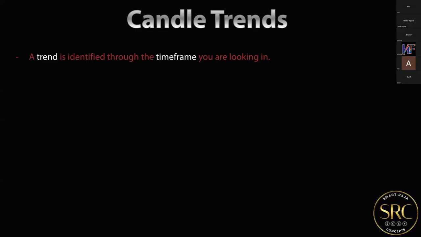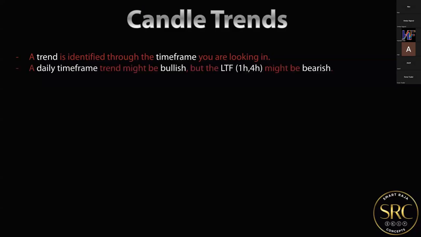Candle trends. A trend is identified through the time frame you're looking at, right? We're going to have more examples too. Think about this: if a 4-hour trend is bullish, it doesn't mean that the 1-hour trend or 30-minute trend will always be bullish. It's not going to work like that, because sometimes the market structure on the smaller time frame can be different.